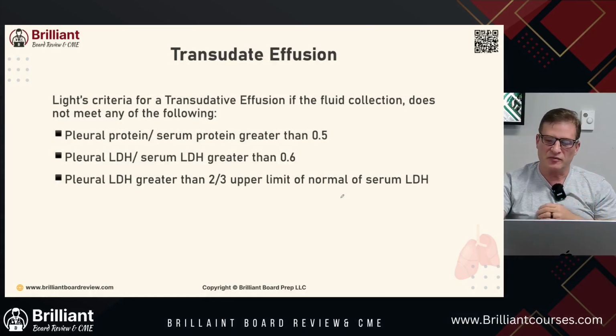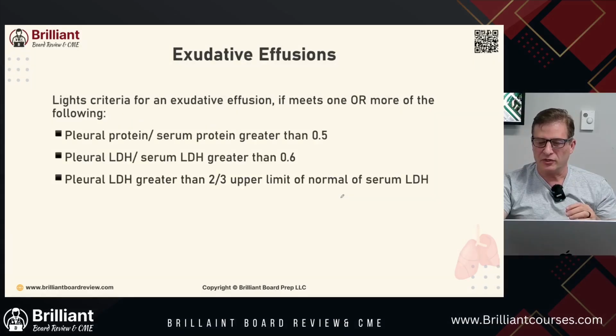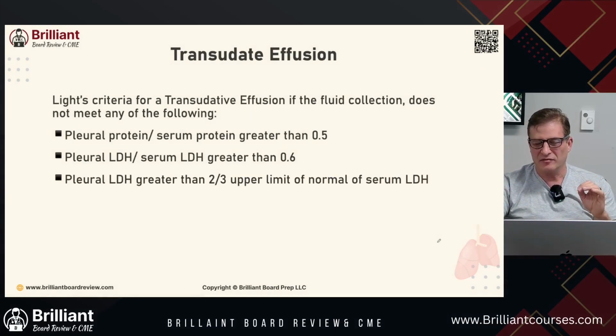So what's an example of a transudate? It's going to be cirrhosis, heart failure, nephrotic syndrome. So let's go back over here. And what can be causes of exudative effusions? Pneumonia, malignancy, pancreatitis. These can be causes of exudative effusion. Let's go back. Transudative effusion did not meet any of these criteria.